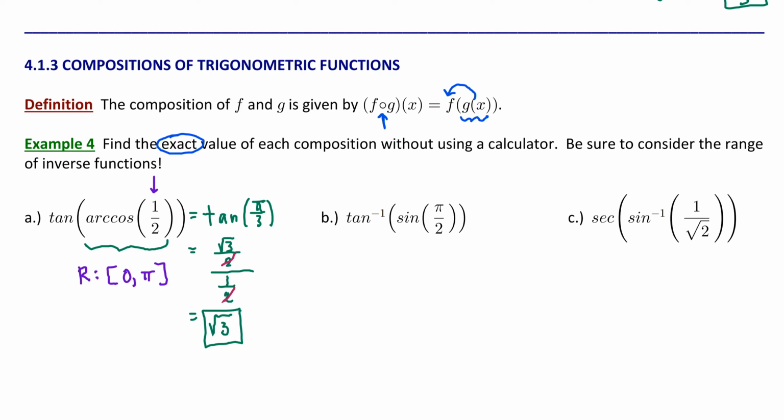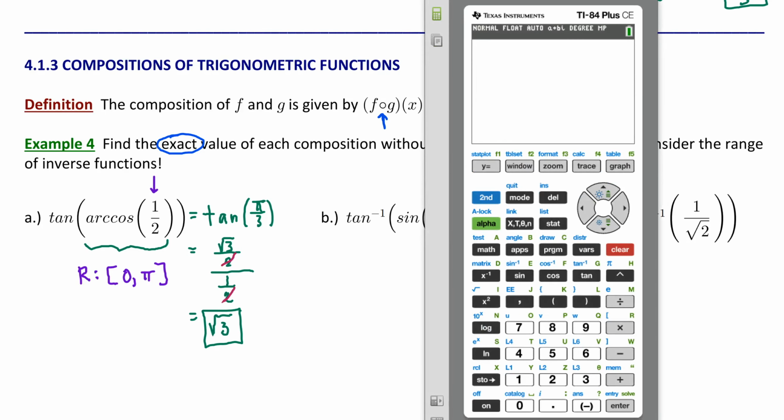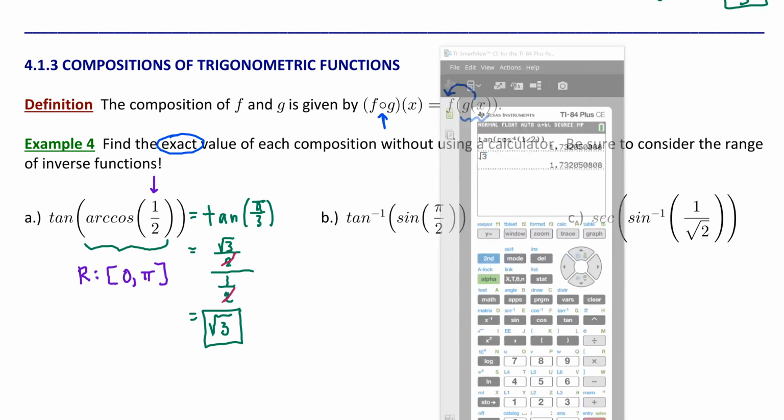That's the exact value, but it's always a good idea to check with a calculator. So let's verify this information. Now, my calculator is in degree mode, but because we are going from an angle back into a tangent function, it's not going to matter which mode we're in. So let's evaluate tangent of inverse cosine of 1/2. The calculator is going to spit out the value 1.73. And if we compare that to our result, square root of 3, we can see that the decimal values match. We would get the same results if we were in radians.